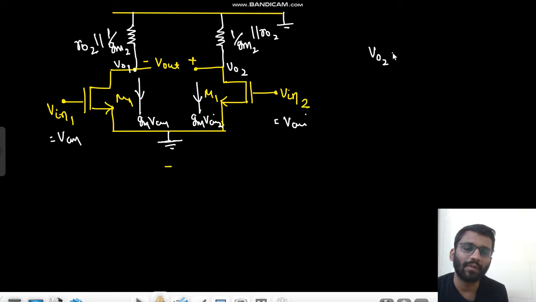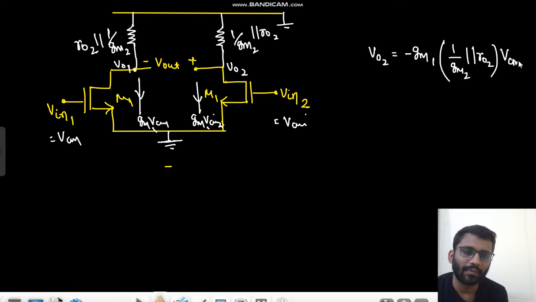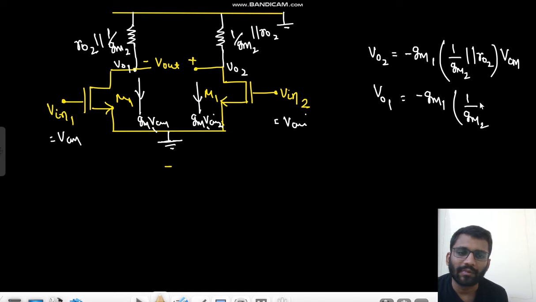What is V02? V02 is minus GM1 into 1 upon GM2 parallel with R02 into VCM. Not VCM2, what is VCM2? VCM, right? And what is V01? That is minus GM1 into 1 upon GM2 parallel with R02 into VCM.